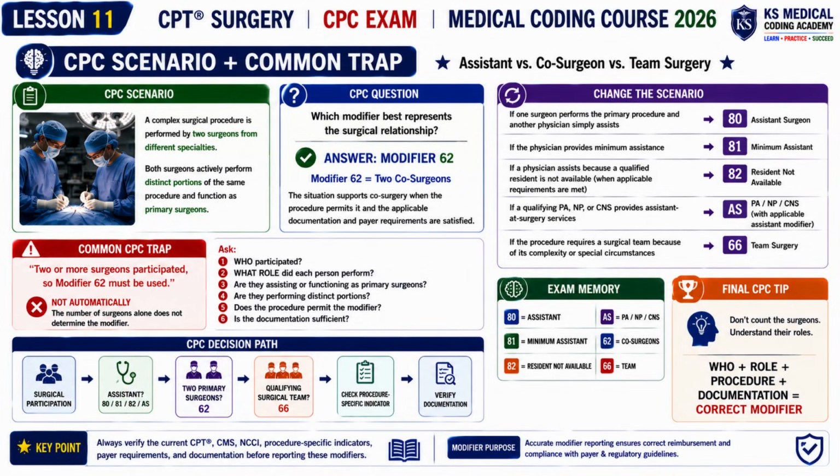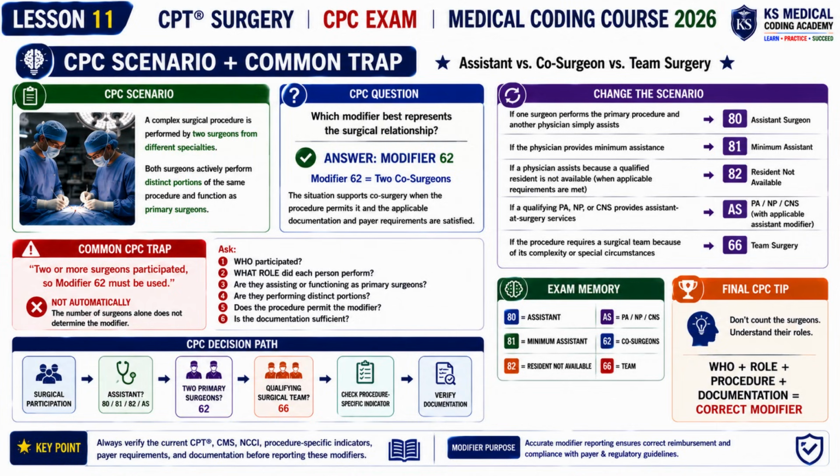Your CPC decision path is surgical participation, then identify the assistant or surgeons, then determine their roles, then check the procedure-specific indicator, then verify documentation, then select the appropriate modifier.